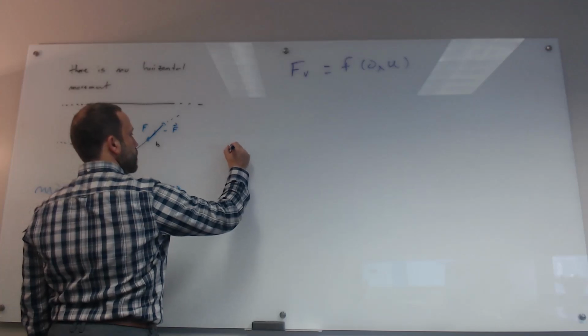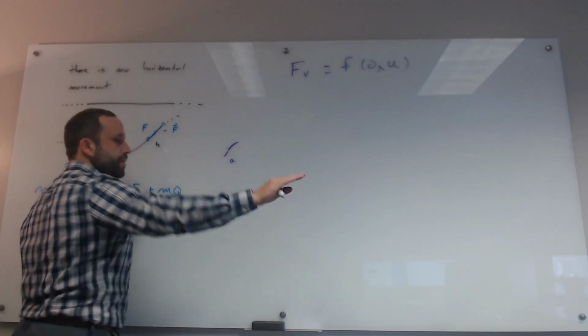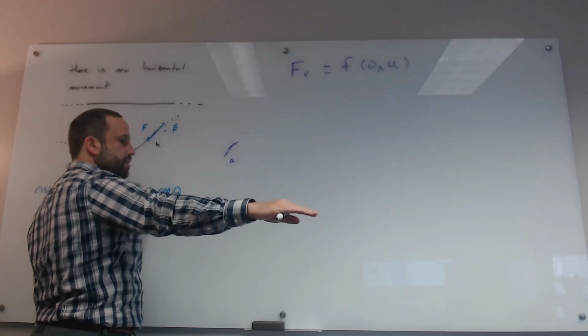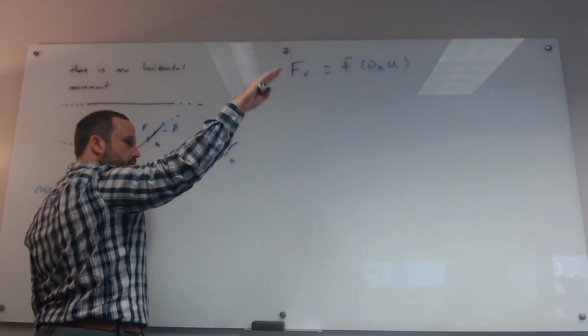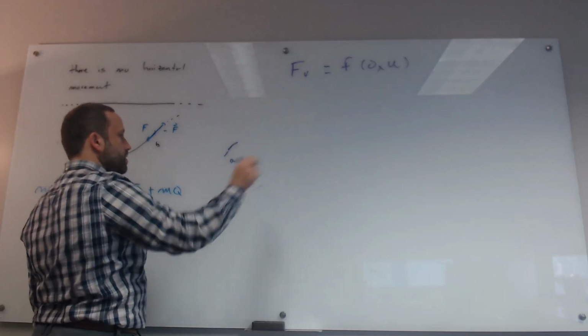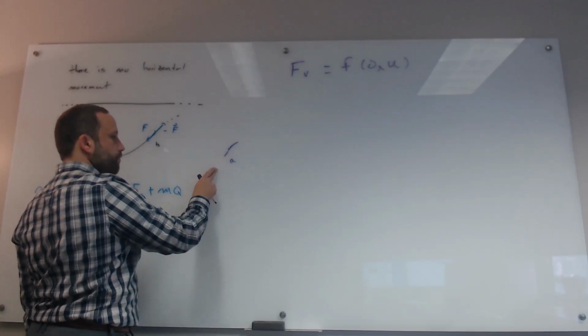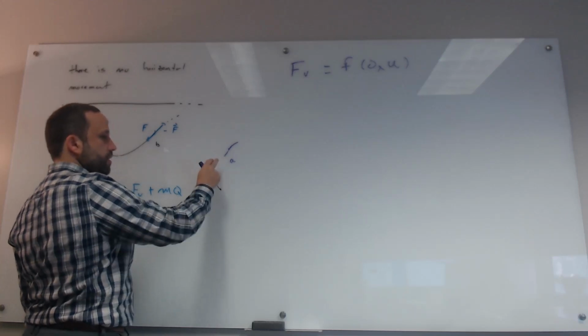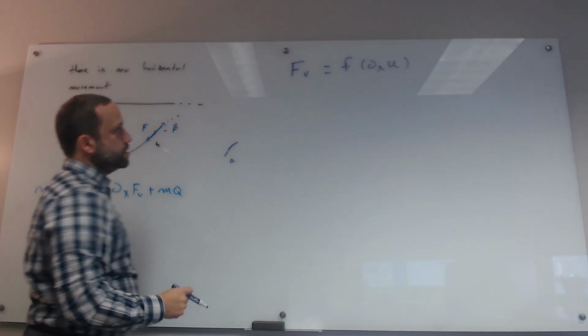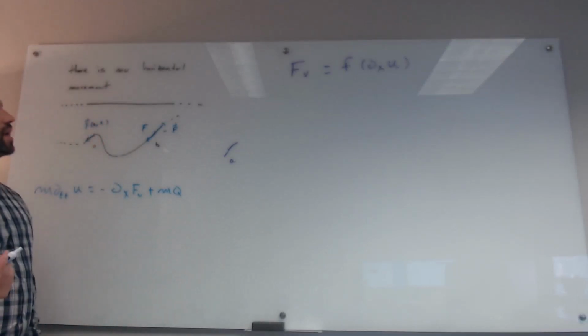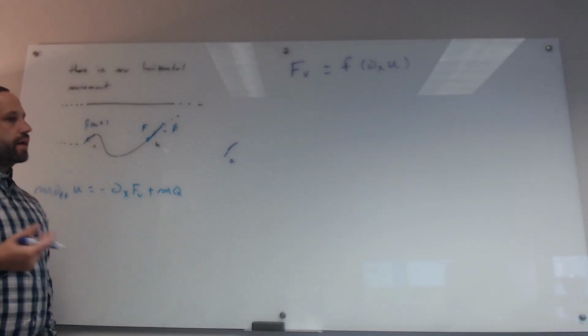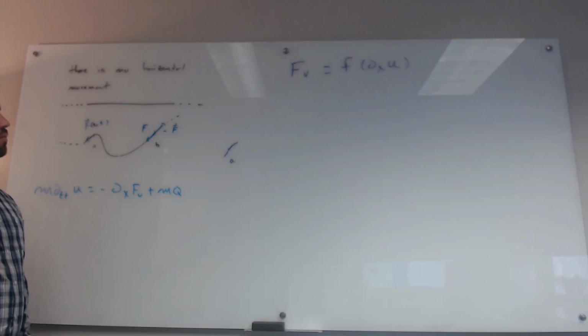I've got the string going through this point right here. If the string has a higher x derivative, it means it's more like this. If it's more like this, there's going to be more force pulling down than otherwise. So what this tells us is that it is a function of the x derivative of u. How does that help us?